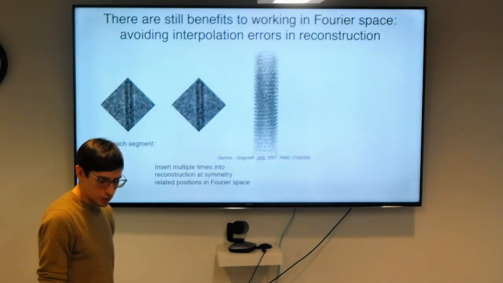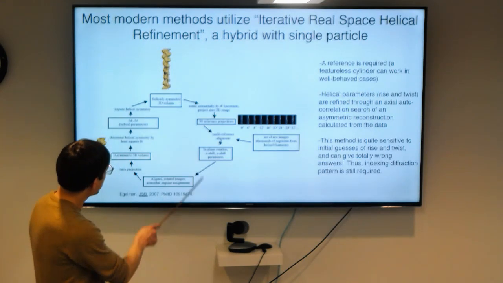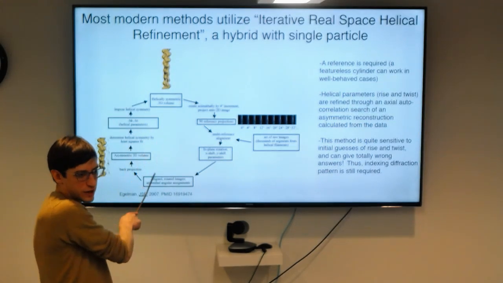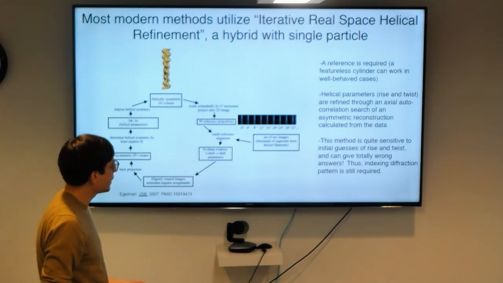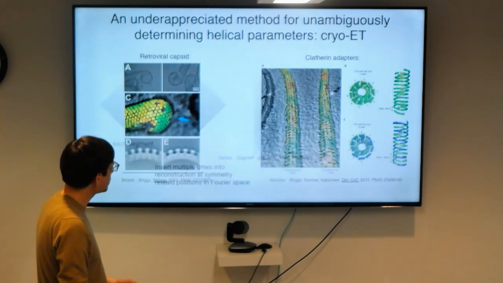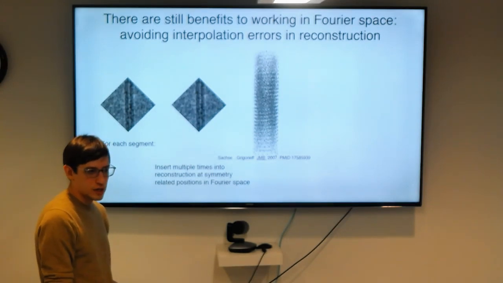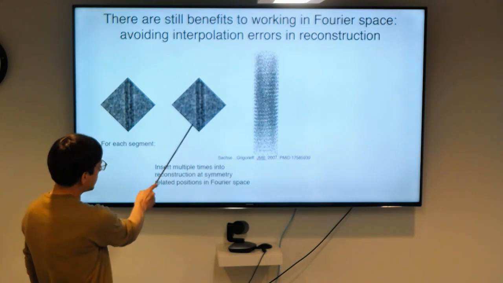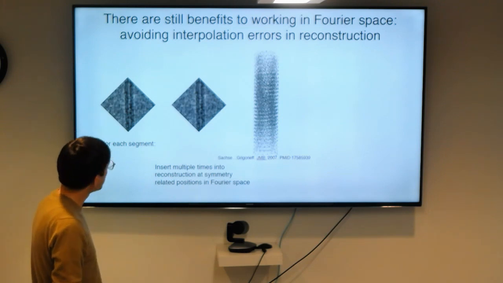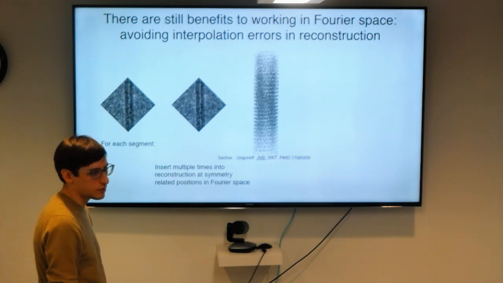I'll just mention before going on to the problematic cases that even though there is this nice IHRSR procedure, and I implied that you symmetrize your volume at the end in real space, in practice, to get high resolution helical reconstructions with this method, we still do the reconstruction in Fourier space. We can make symmetry mates of each particle and insert them in Fourier space without any of the interpolation errors that you get in real space.